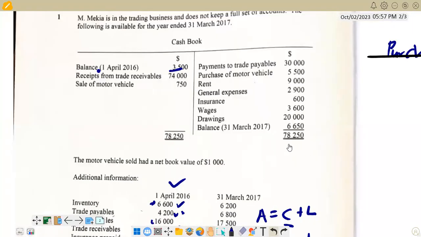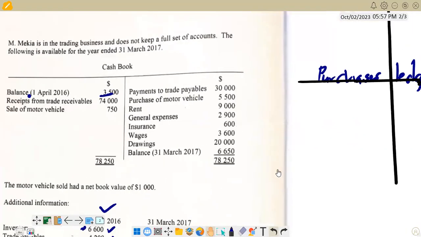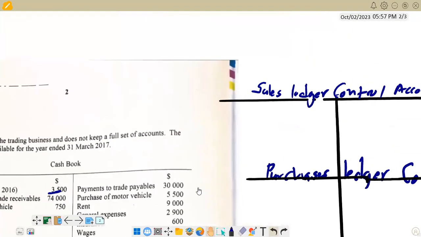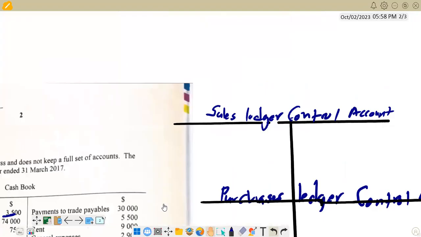So here, if you come here, this is our ledger control. So we are going to have our balance BD on the debit side. So here we are going to have balance BD, and according to the balances we've got 14,200.